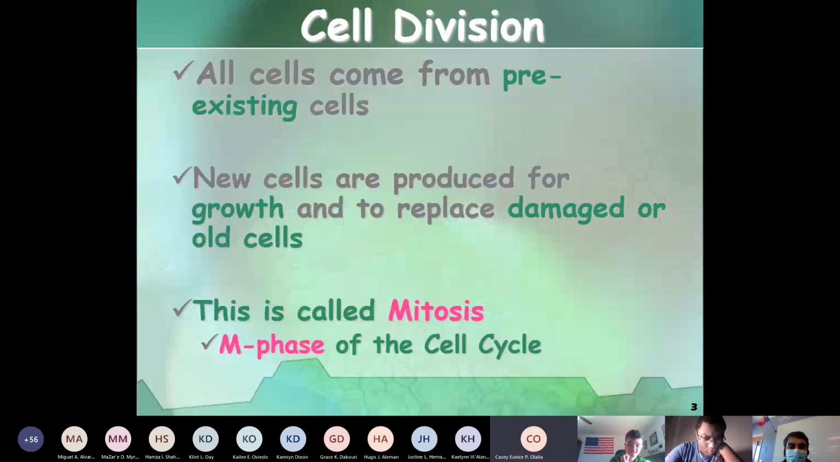All cells come from pre-existing cells. New cells are produced for growth and to replace damaged or old cells, and this is called mitosis, which is the M phase of the cell cycle.